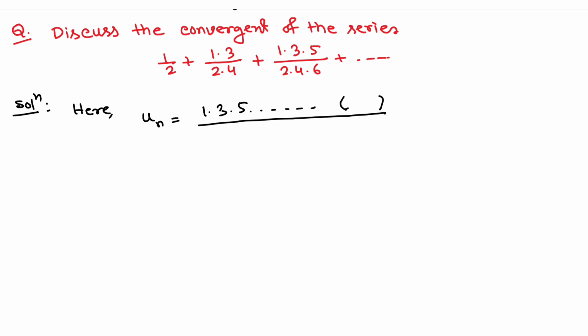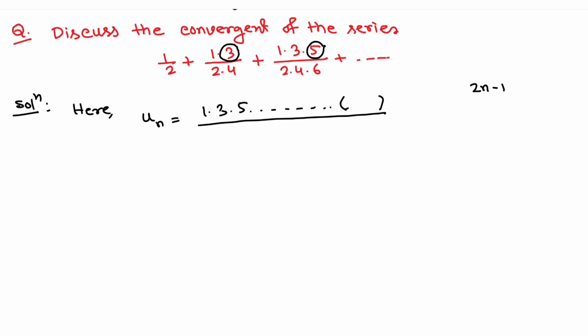What will be the last digit? Okay, so we have to focus on the last digit. For n equals 2, the last digit is 3. N equals 3, the last digit is 5. That means if n equals 2, the last digit is 3, that means 2n minus 1, na?